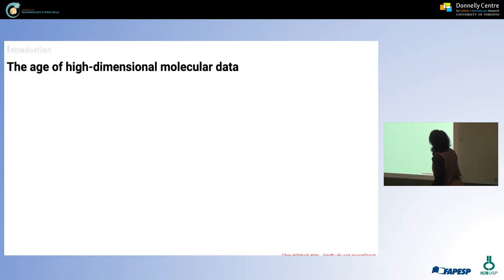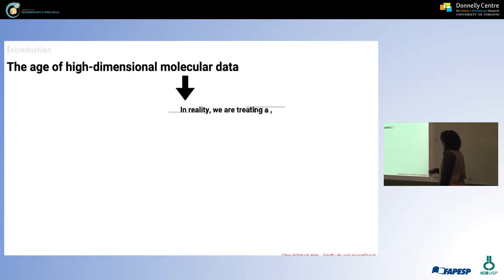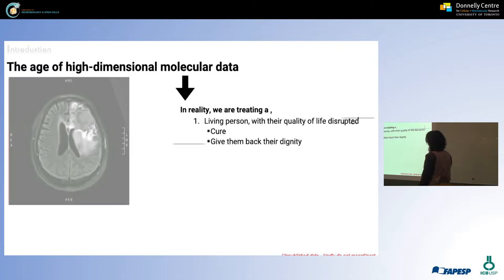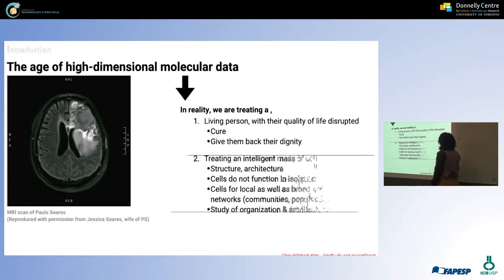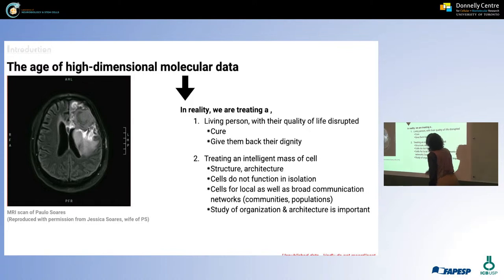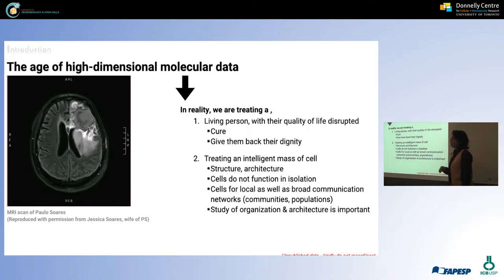So we're on the edge of this high dimensional molecular data. This is something that I like to reflect on. In reality, we are treating a living person and their quality of life is disrupted. So we're not just trying to find a cure. We have to remember that we are trying to give them back their dignity.